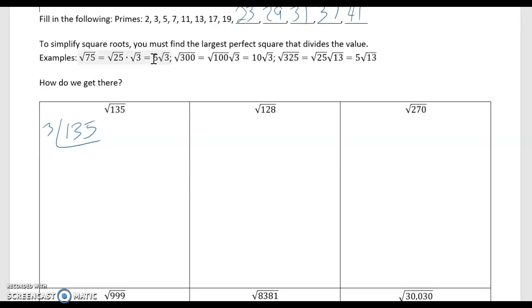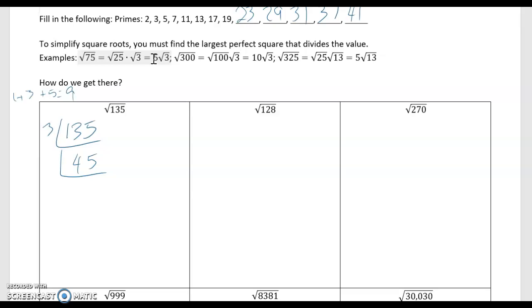Now, if you're trying to see if it's divisible by 3, a real quick way to do that is if you add the digits up, 1 plus 3 plus 5 equals 9. If the sum of the digits is divisible by 3, then the number is divisible by 3. But that only works for 3 and 9. So bear that in mind. So I'm going to divide 135 by 3 first, and I end up with 45.